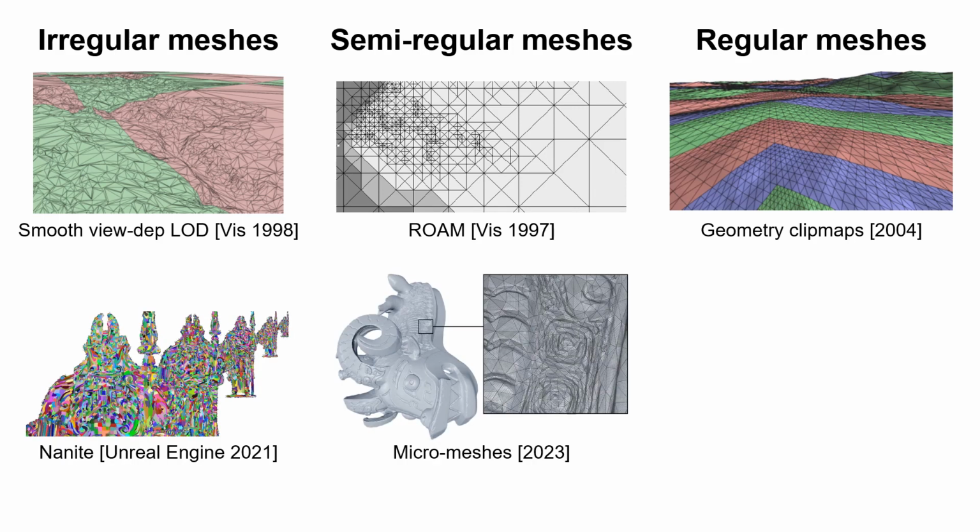20 years later, level of detail is still an active area. The Nanite system uses irregular meshes with a hierarchy of triangle clusters designed for efficient GPU rendering. And micromeshes use regular subdivisions of an arbitrary base mesh to support efficient GPU ray tracing.